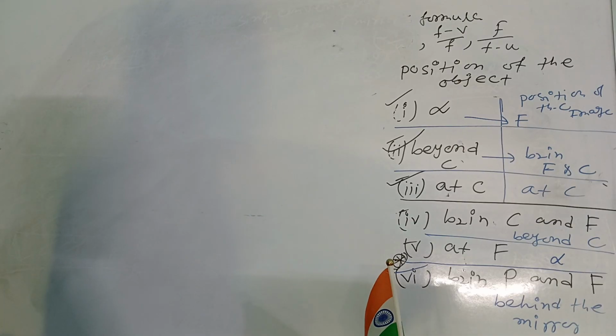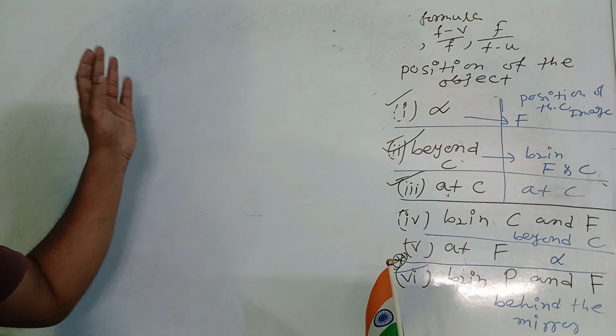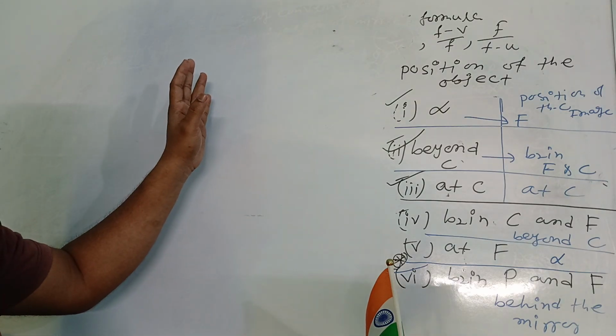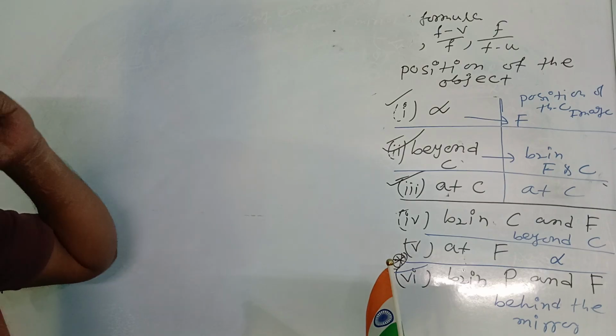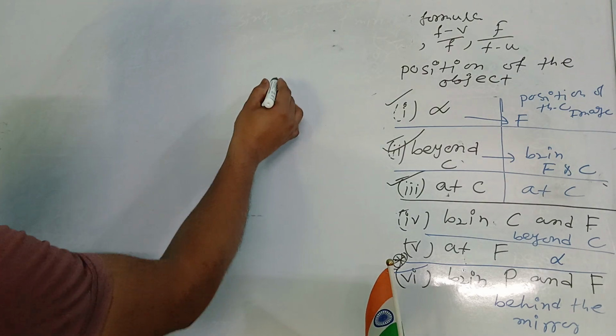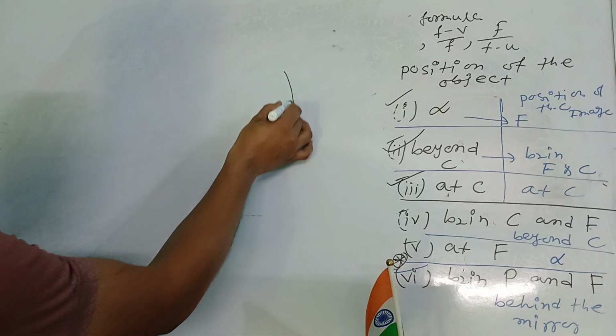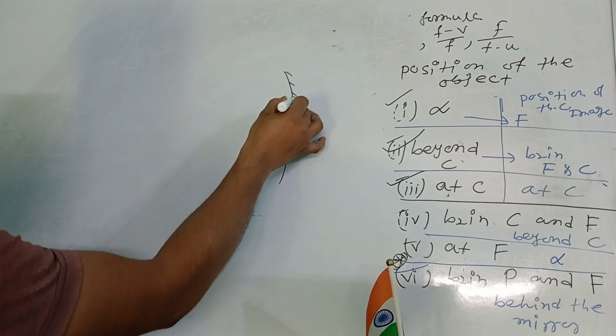So we have done the first lecture about the concave mirror: the ray diagram and the characteristics of the image depending on the different positions. Before watching this second video, watch the first video, then it would be easy for you. This is a revision class, first revision. We know we have a concave mirror.